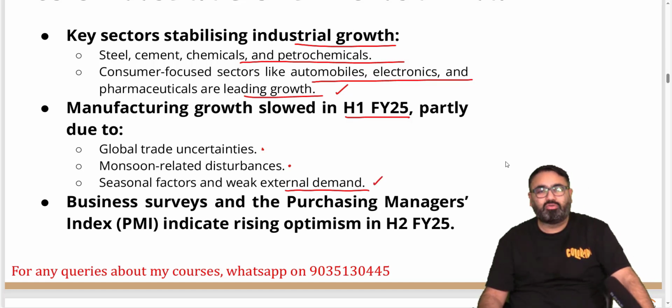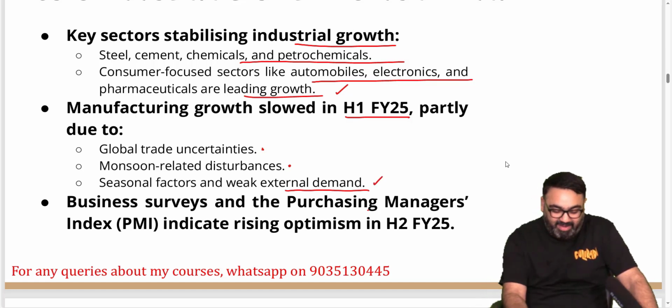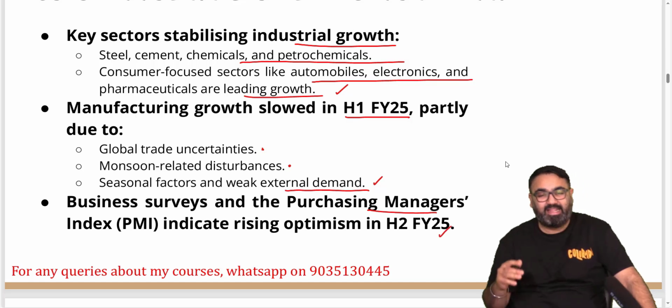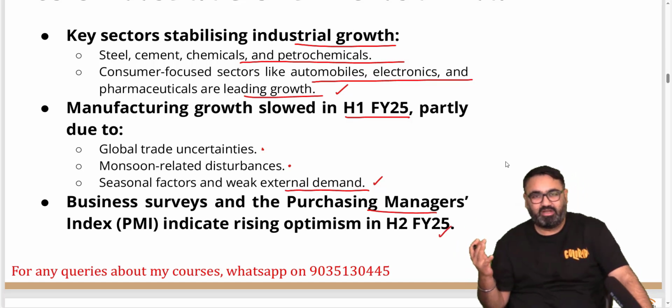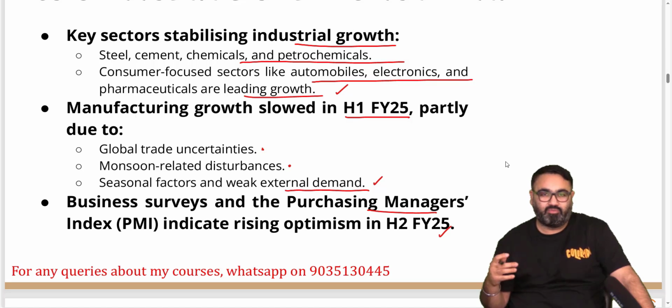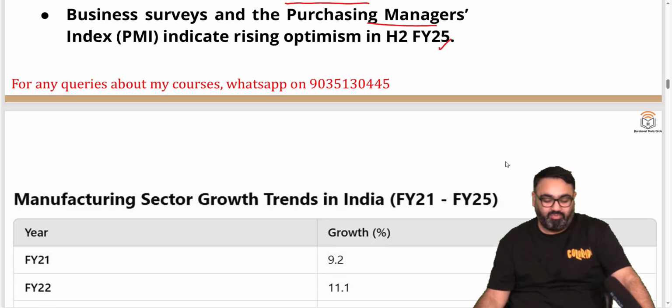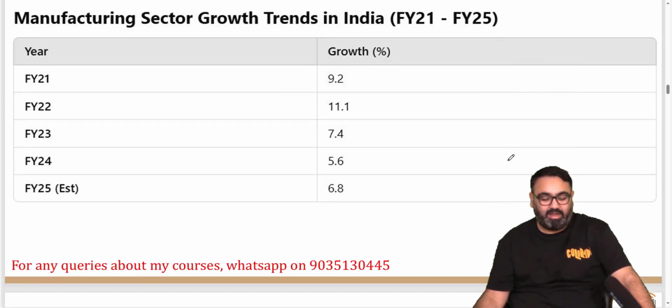There are also many business surveys and the purchasing managers index that say that in the second half of this financial year, the situation would improve. So we have seen optimism in the second half. We are hoping that it will improve going forward. These are the numbers that are showcased in the economic survey.